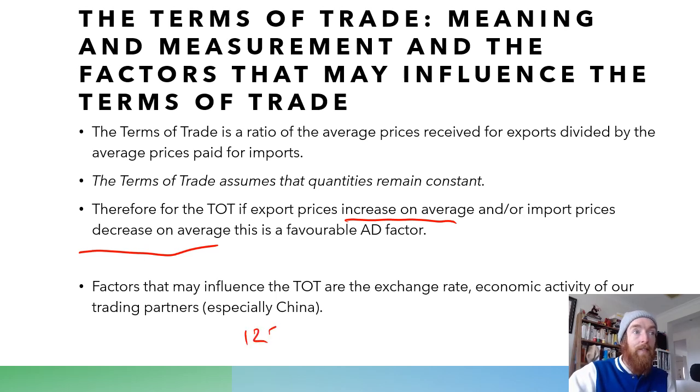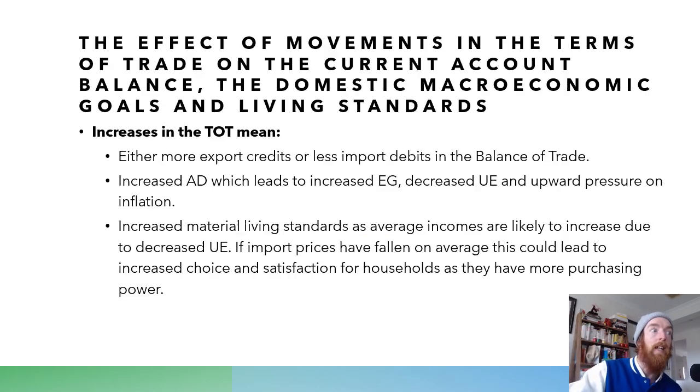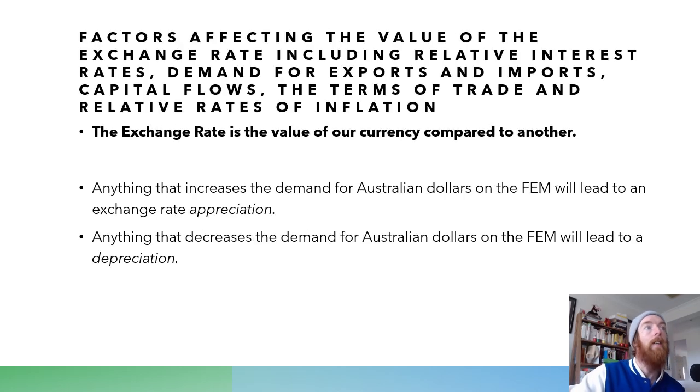It's currently 127. Whenever you talk about the terms of trade, you need to talk about either export prices increasing relative to import prices. So an increase in the terms of trade means that either more export credits are coming in or less import debits are going out in the balance of trade. This means increased aggregate demand, which leads to increased economic growth, decreased unemployment, and upward pressure on inflation. Also increased material living standards, as average incomes are likely to rise due to decreased unemployment. If import prices have fallen on average, this could lead to increased choice and satisfaction by households as they have more purchasing power, which is great.